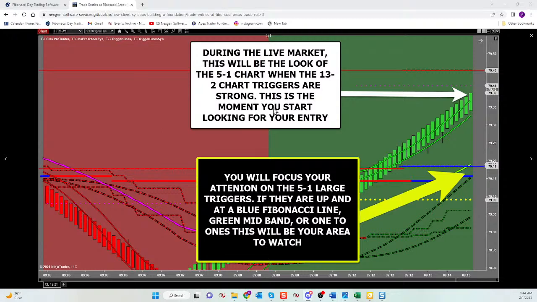This is where you're going to begin to look for an entry. This isn't your cue to jump into the market. This is where we begin to look. We're going to focus our attention on the 5-1 large triggers. They should be up. They should be strong. They should be like sharks preparing to breach.